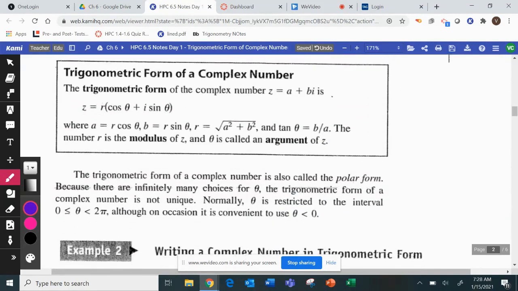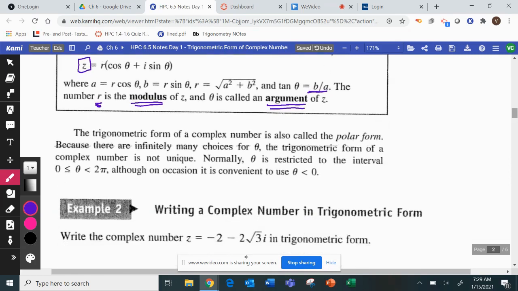And here's the box. It also reminds you that tangent of theta is b divided by a, and the number r is the modulus. r is the modulus of z, and theta is called an argument of z, where z is the complex number.